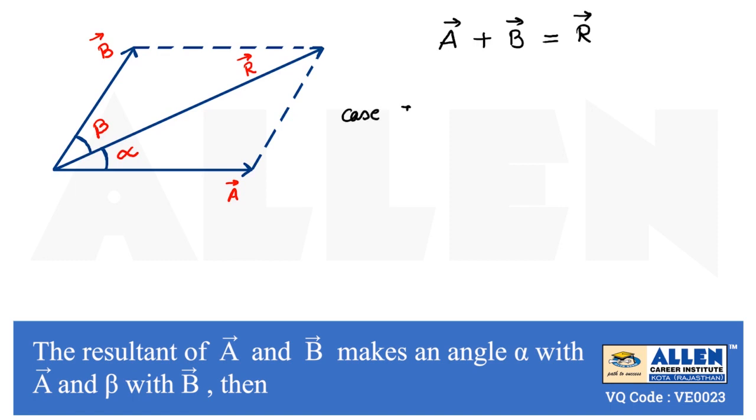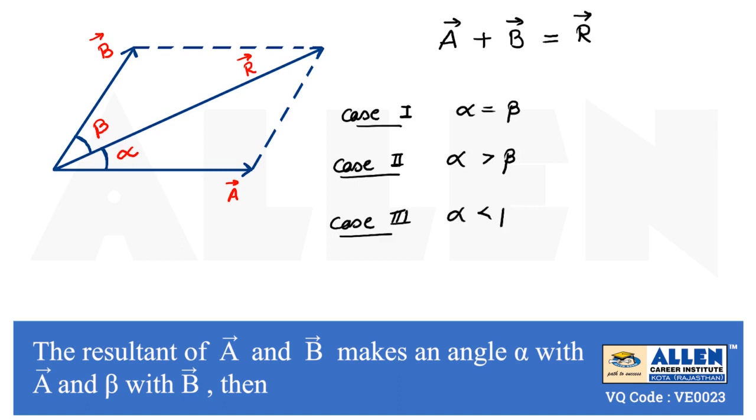Suppose case 1, in which alpha is equal to beta. Second case, in which alpha is greater than beta, and third case, in which alpha is lesser than beta. According to the vector law of addition, that is the parallelogram law, we can see if alpha is equal to beta, this is possible when the magnitude of A vector is equal to the magnitude of B vector. Magnitudes are represented with A and B.